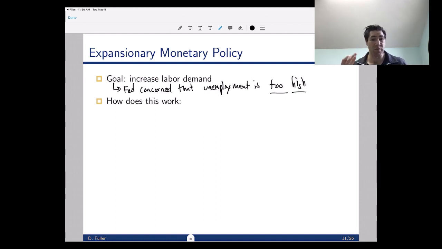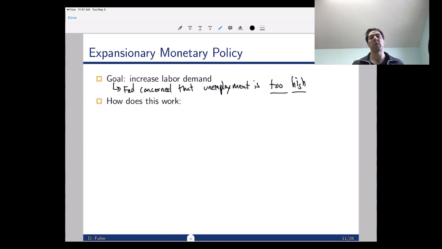So the Federal Reserve was very concerned, or continues to be very concerned, that the unemployment rate is going to be too high. In fact, we're probably in the 20% or possibly higher range, which is historically the fastest it's ever gone up that much, and is as high as it was really not since the Great Depression. So we're very concerned about unemployment being too high. And so the goal is to increase labor demand.